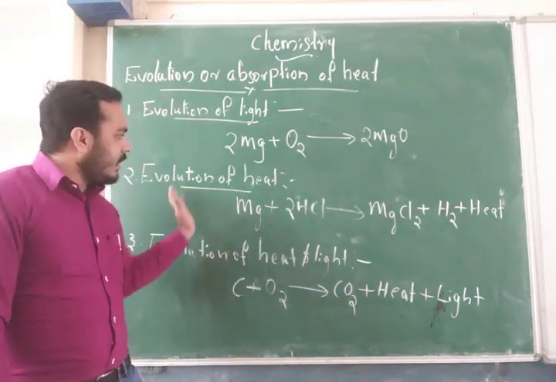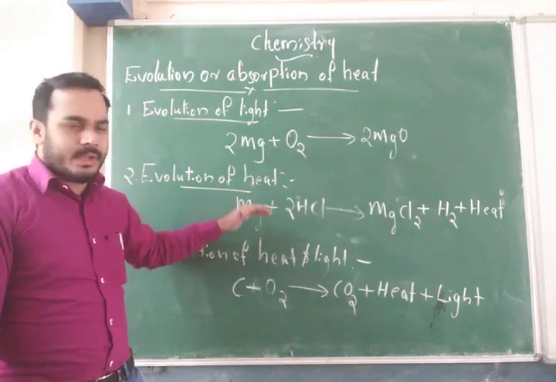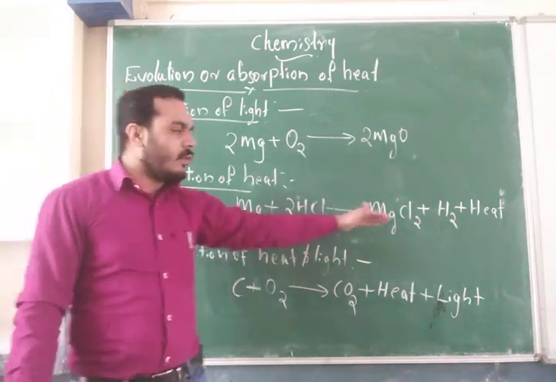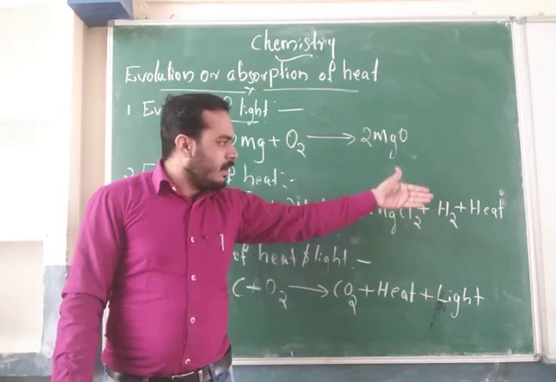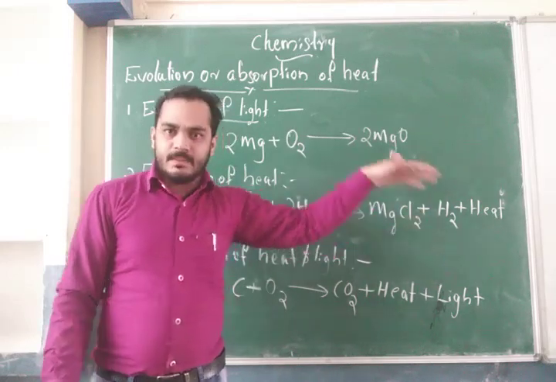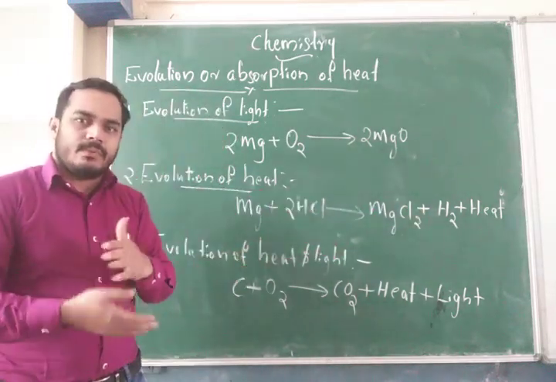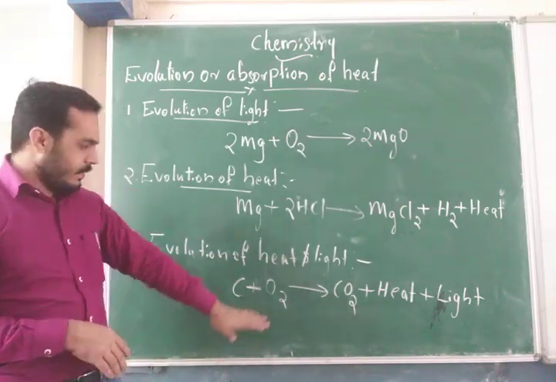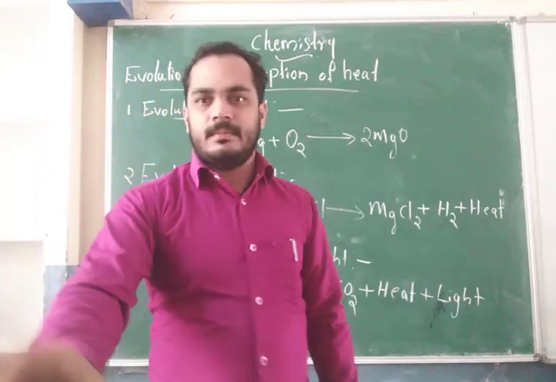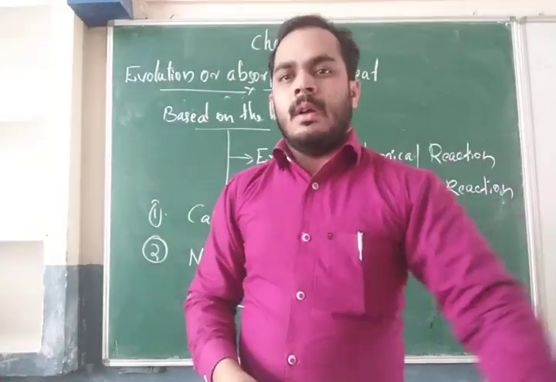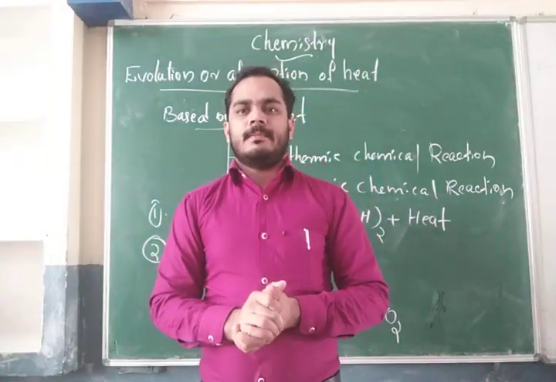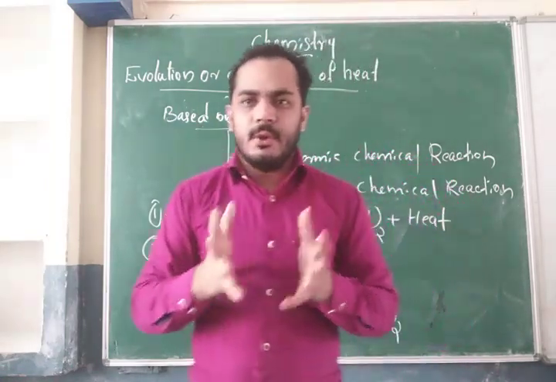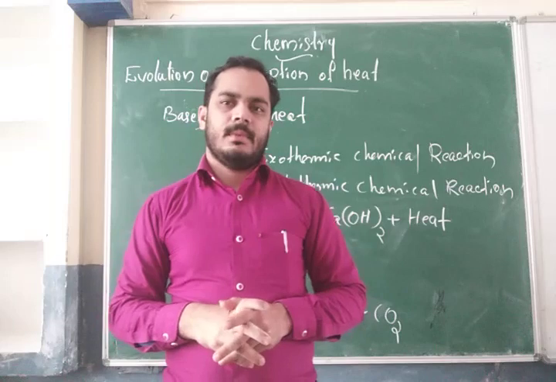And second one, evolution of heat. So here magnesium and hydrochloric acid react to form magnesium chloride, hydrogen and heat energy. And third one is also evolution of both heat and light energy. And next topic, exothermic and endothermic chemical reaction.